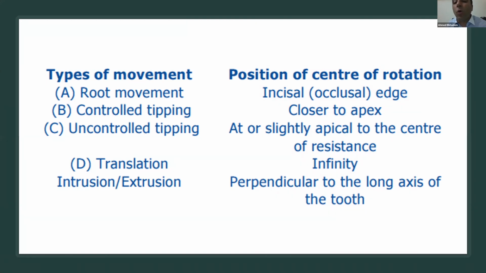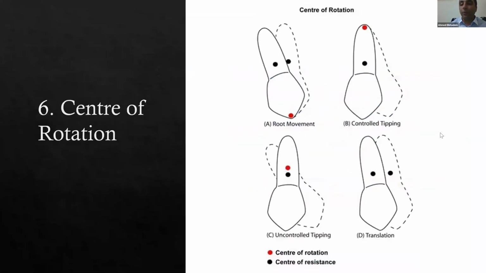Because there is no rotation in bodily movement. Yes, do you see any rotation in the bodily movement? Because there is no rotation in the bodily movement or in the translation, the center of rotation is at infinity. There is no center. You cannot locate the center of rotation. All right, that is good.